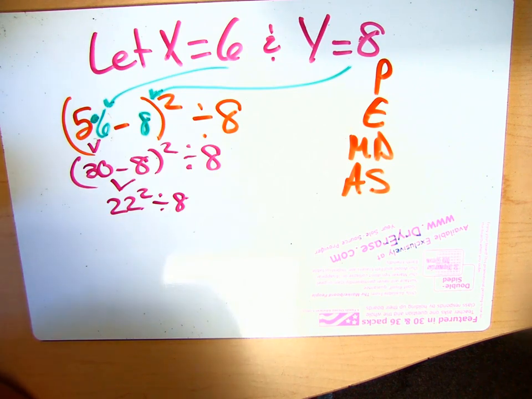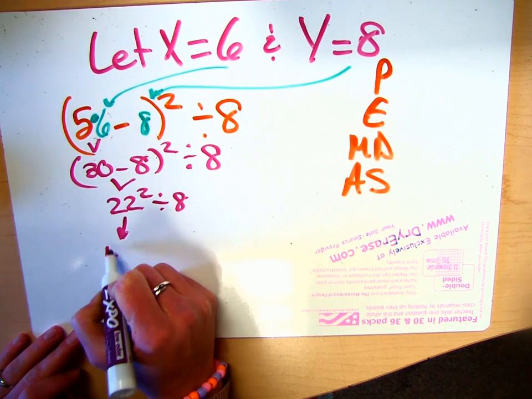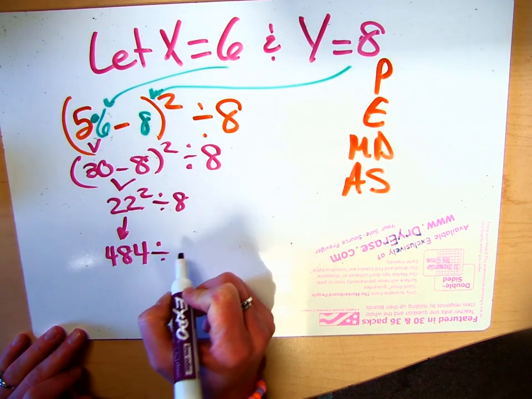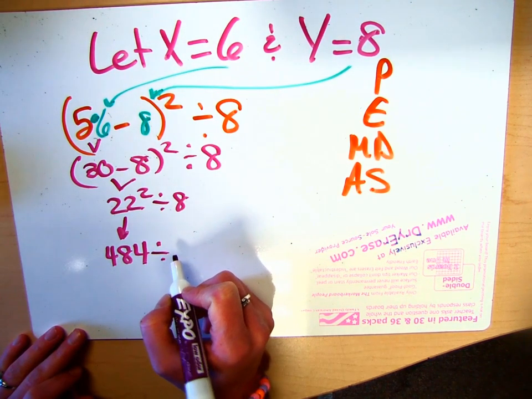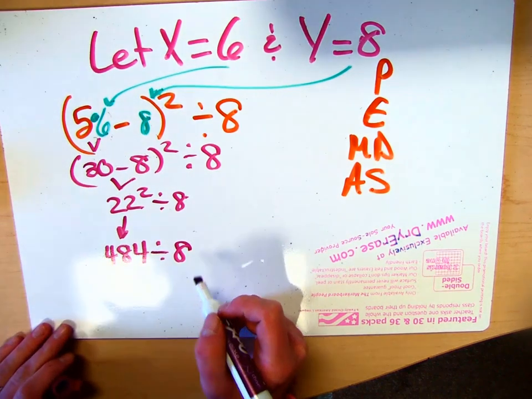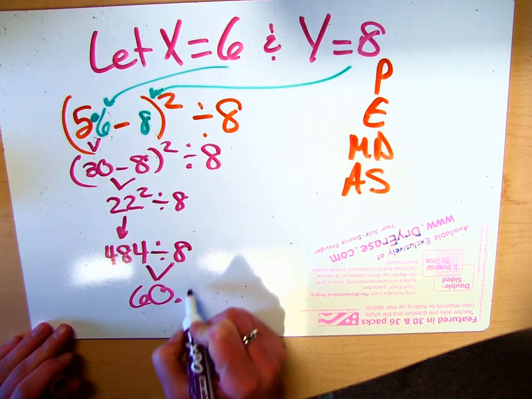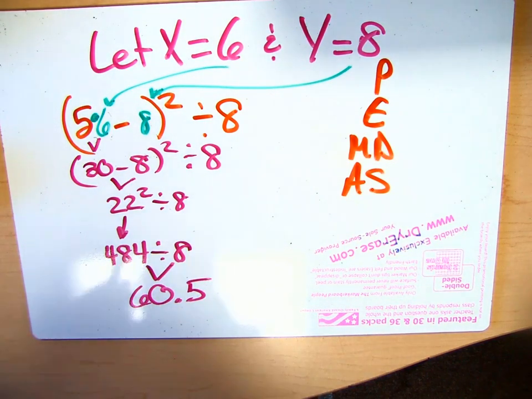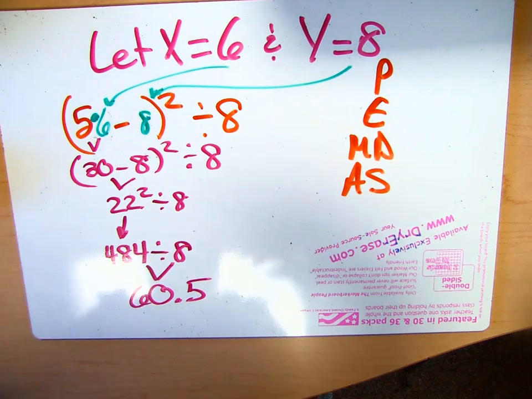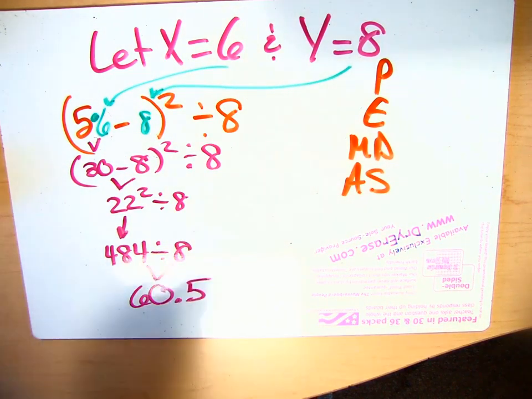22 to the second power is just 484, and then I will be dividing by 8, and if I finish this one up, the answer is 60.5. Now normally I won't give you guys decimal answers in class. That's an easy way to help you check and make sure that you have the right thing: you shouldn't end up with any decimal answers. It's just this one as an example happened to.